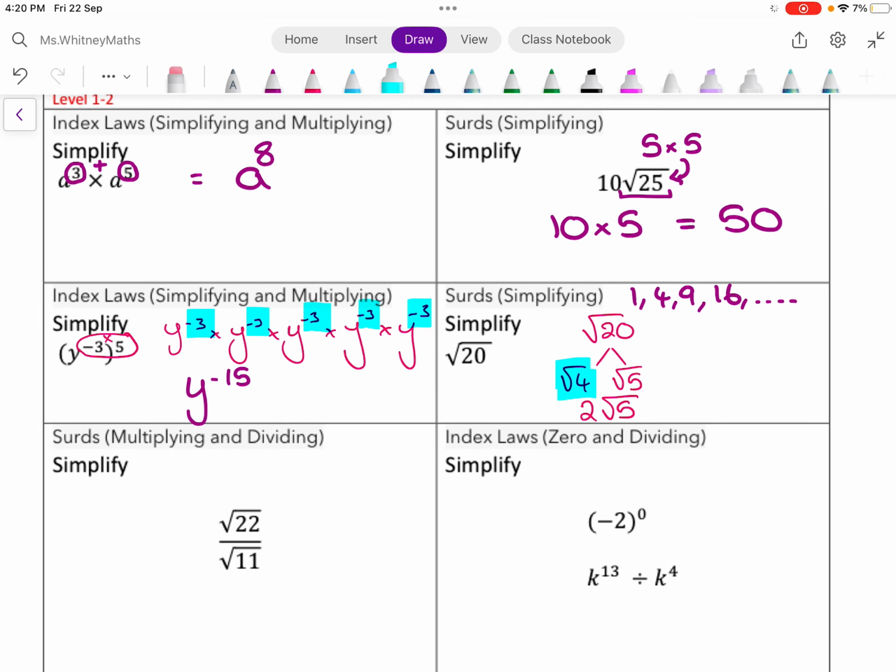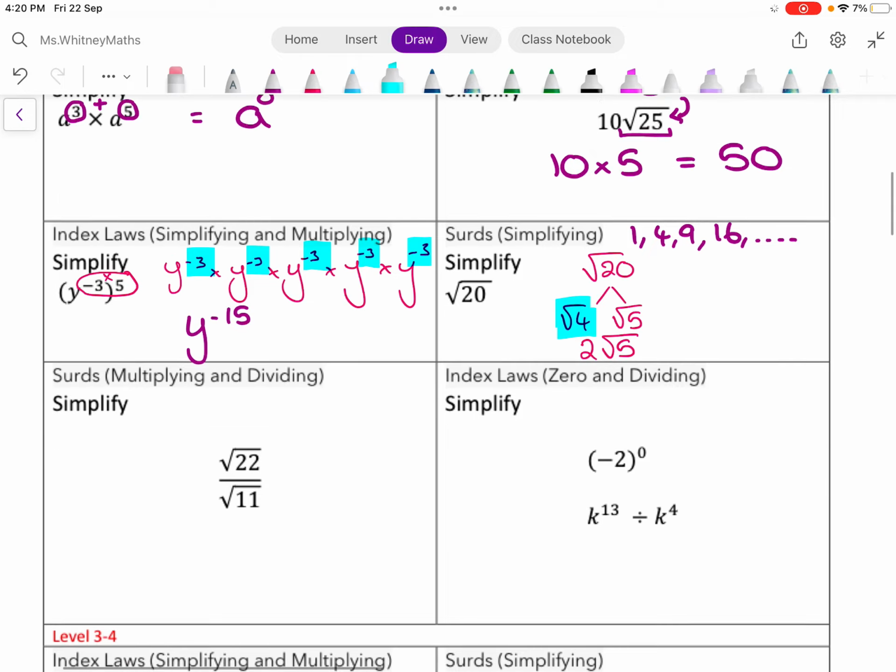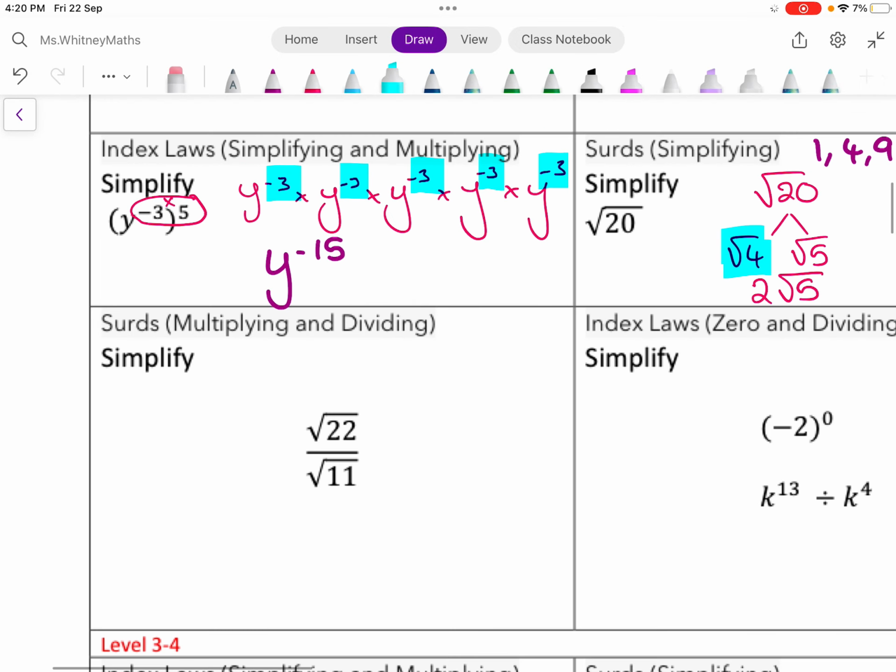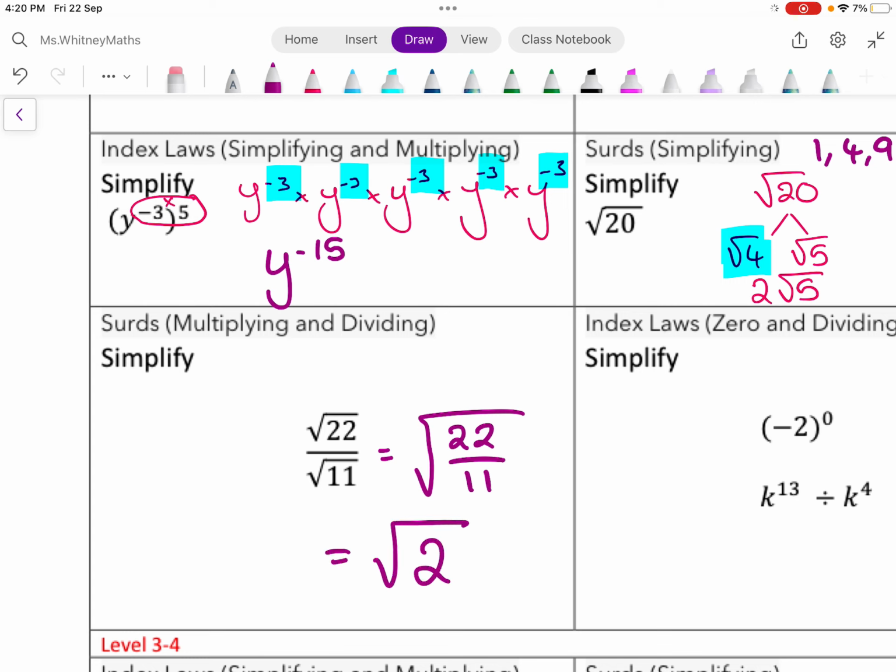Next question. With surds, if we are multiplying or dividing, we just follow the same rules. Because these both are a surd, we are simply going to be able to do root 22 over 11. We can bring them all inside the same surd, which becomes root 2, because 22 divided by 11.